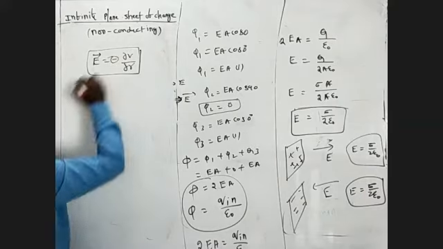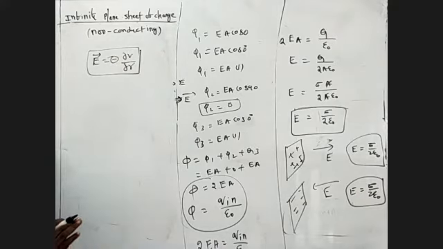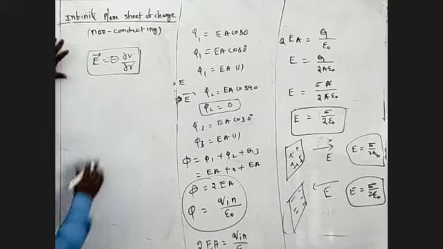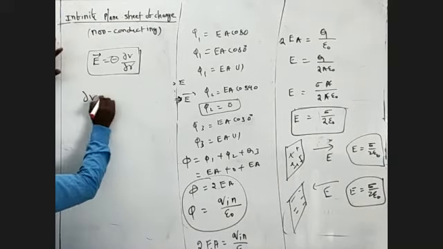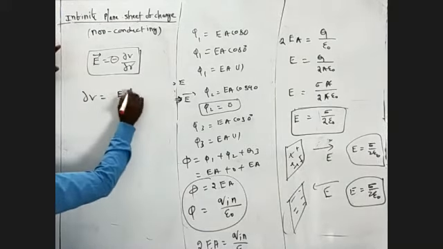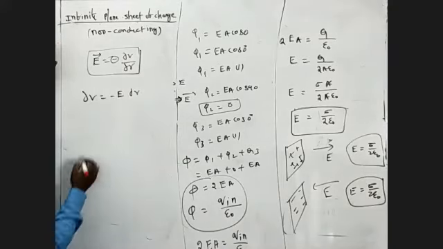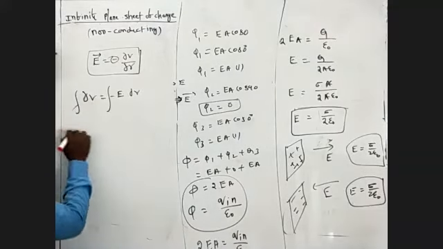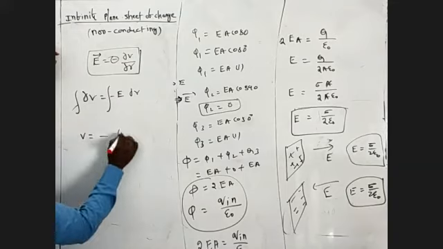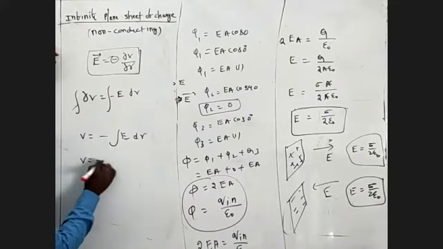The minus sign means that in the direction of the electric field, the electric potential decreases. Don't worry, in the next classes I will explain this equation. Now take dr to the other side: dV is equal to minus E dr. Applying integration on both sides, V is equal to minus integral of E dr.